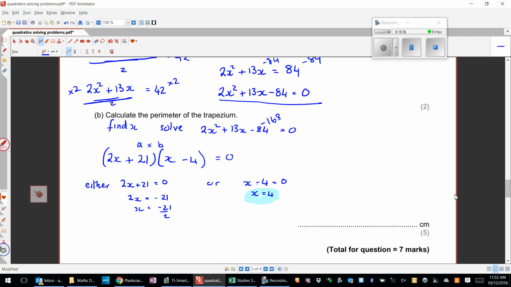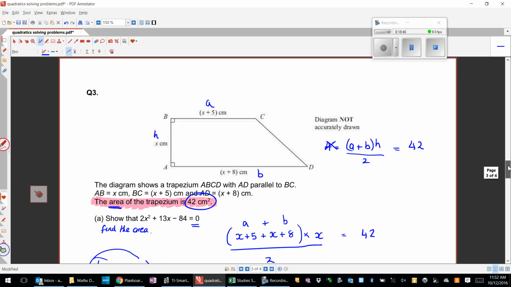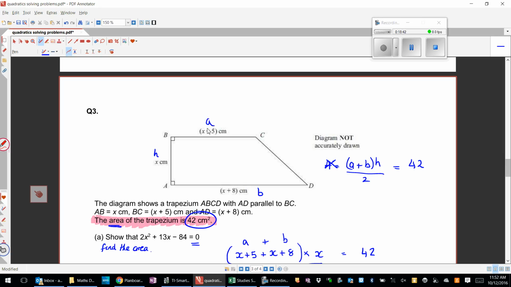So the trapezium then, if we go back up, we've got x plus 5 makes that side 9. X is 4, and x plus 8 is 12. Now, have we got enough information? Yes, we do, because you could do Pythagoras' theorem. So we've got to work out this length.